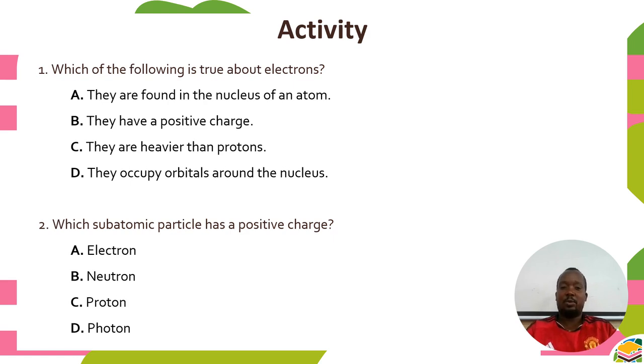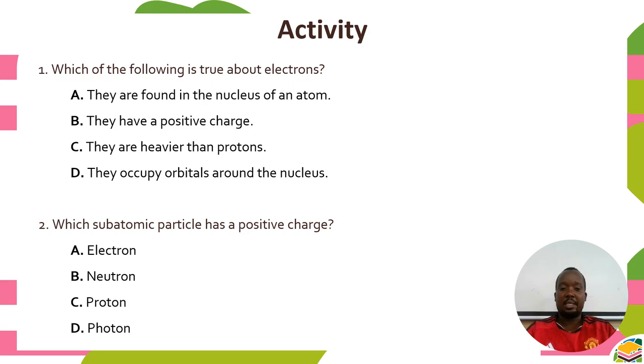Now, the first question is which of the following is true about electrons? A, they are found in the nucleus of an atom. B, they have a positive charge. C, they are heavier than protons. D, they occupy orbitals around the nucleus.